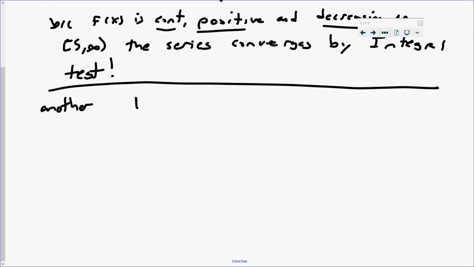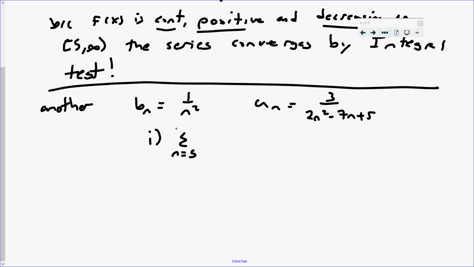Let's say we let b sub n equal 1 over n squared. Remember, a sub n is 3 over (2n squared minus 7n plus 5). So if I let b sub n be 1 over n squared, we can see where that comes from. And then I can use a comparison test. Well, step 1 of my comparison says, what if we go from 5 to infinity of 1 over n squared? Well, we know that p is 2, which is greater than 1. Therefore, this converges by p series.